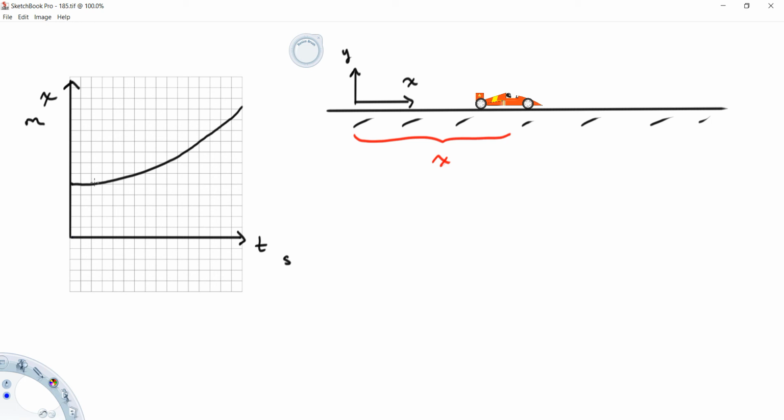If we look in this region right here, you notice in that region the x-coordinate on the left is basically 5, and on the right it's also 5. So the car, in this region, is not moving. Right here, in this region, this car is sitting still. And again, you'll notice that the slope of that line of the graph is about 0.